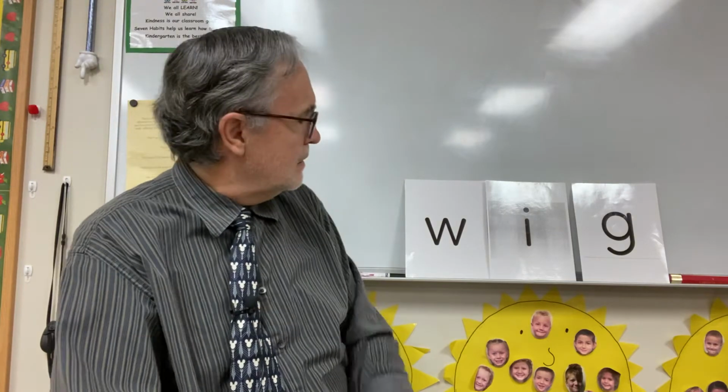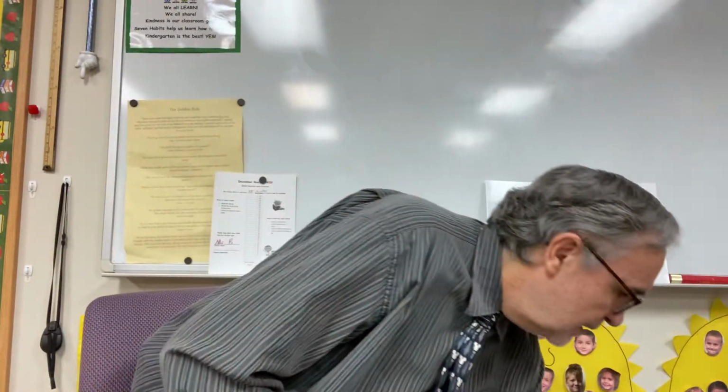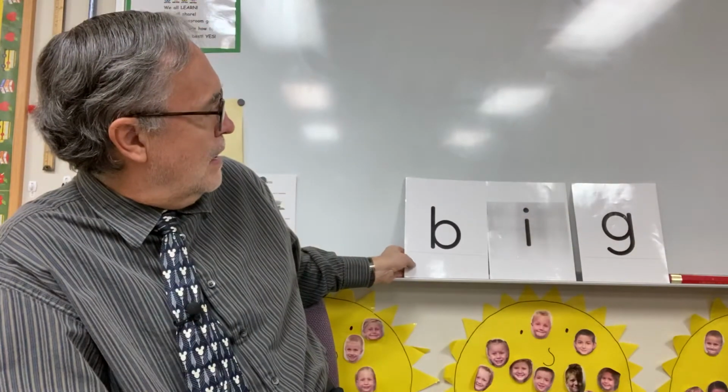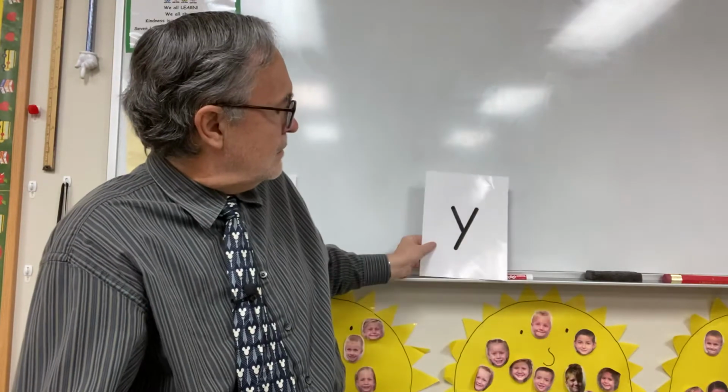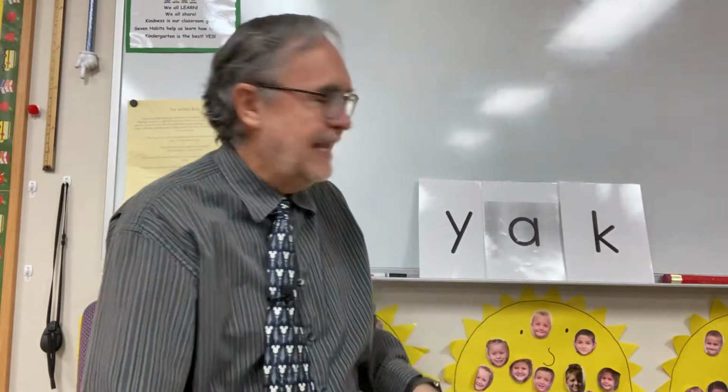Now I'm going to change wig to big. Big. Take away the w. I'm going to reach down here to get my b. Big. Okay. We're done with these guys. And now I'm going to spell yak. Yak. So I need y. I need a. And I need k. Yak.